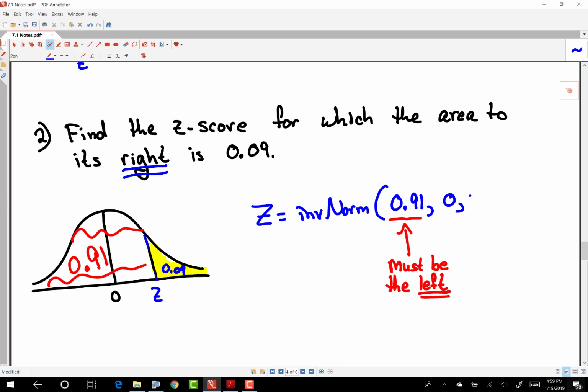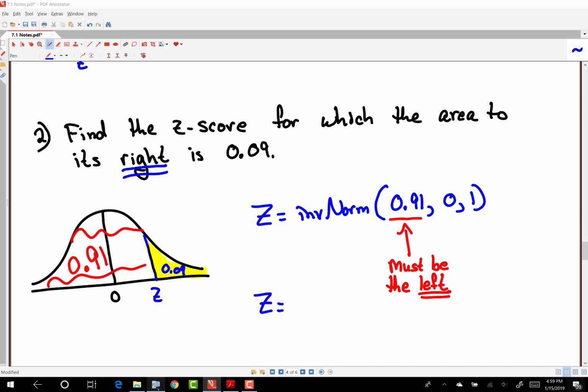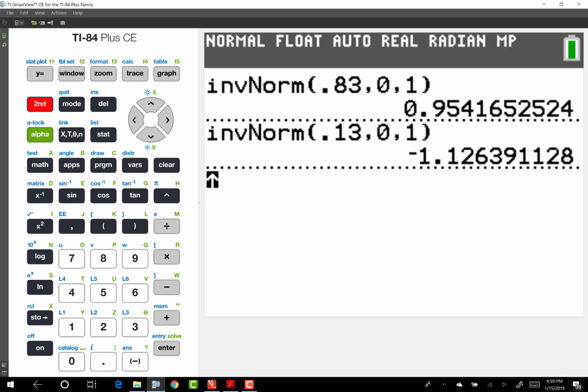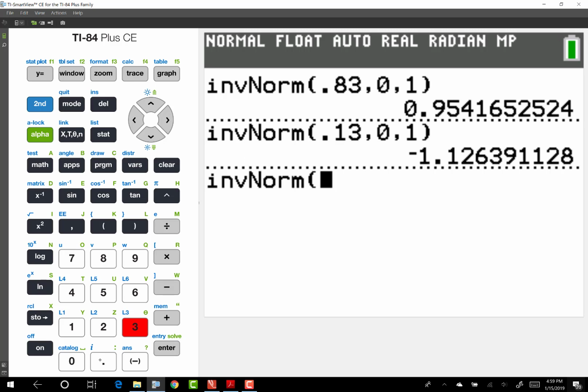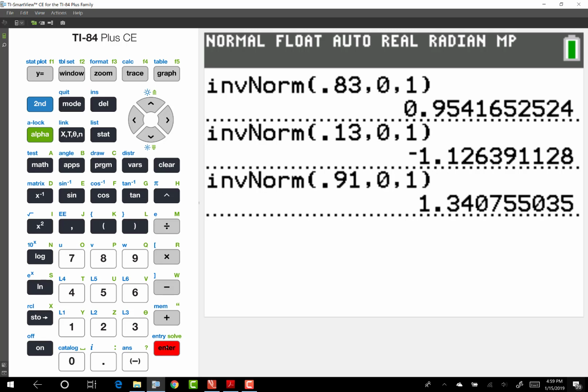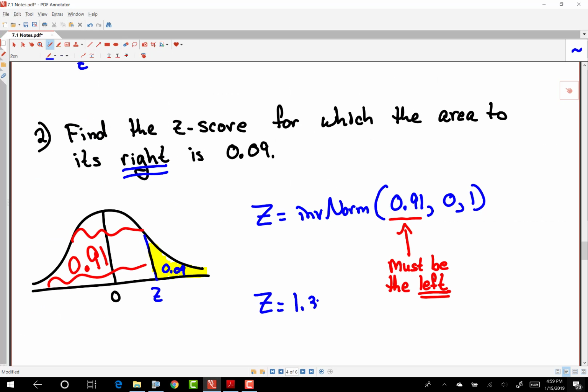And then the mean is 0 and the standard deviation is 1. And that should give us a positive z-score. So second vars number 3. So we said the area to the left was 0.91, and then we have 0 and 1. And so that gives us 1.34. You always round your z-scores to 2 decimal places. And that's just because that's the conventional way. That's how it was done when the tables were created.